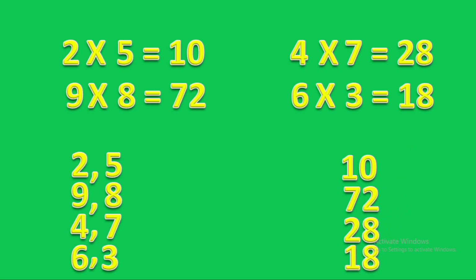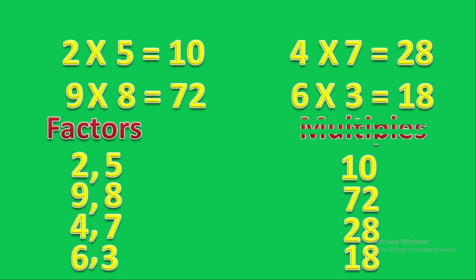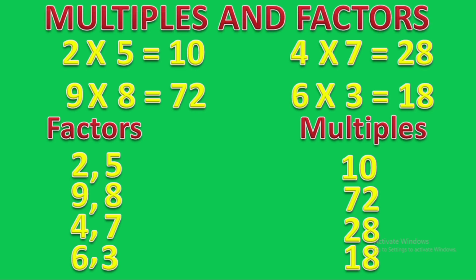So these numbers 2, 5, 9, 8, 4, 7, 6, 3 are known as factors of the numbers which are on the right hand side. And here 10, 72, 28 and 18, these products are known as multiples. So today we are going to learn multiples and factors.